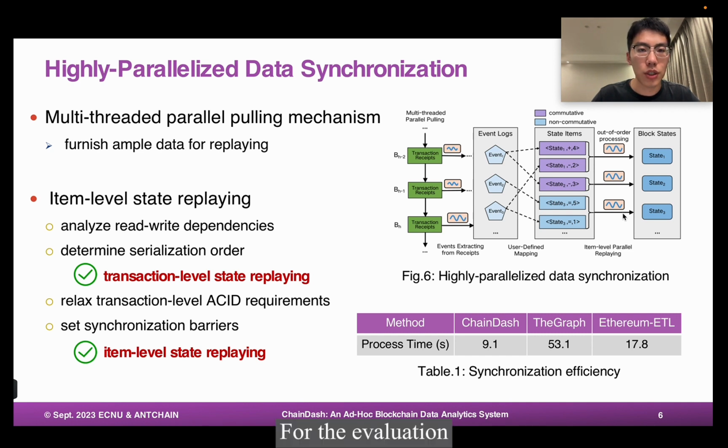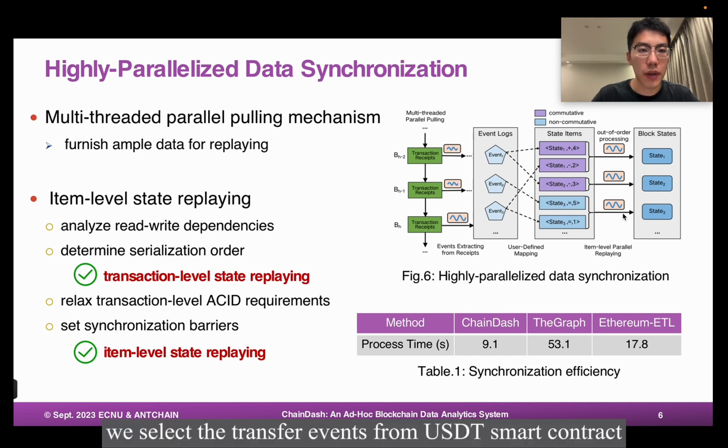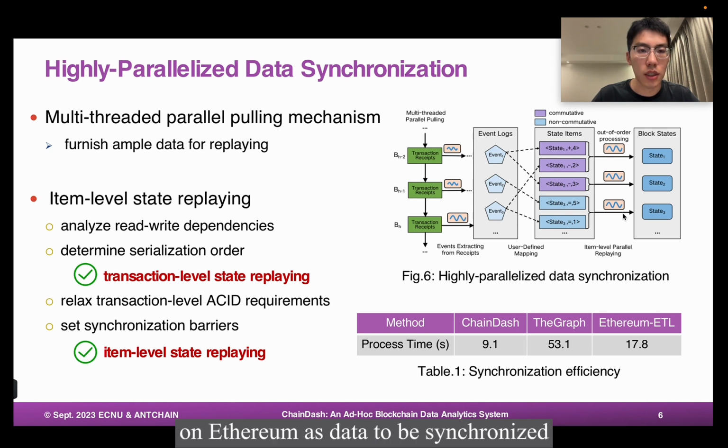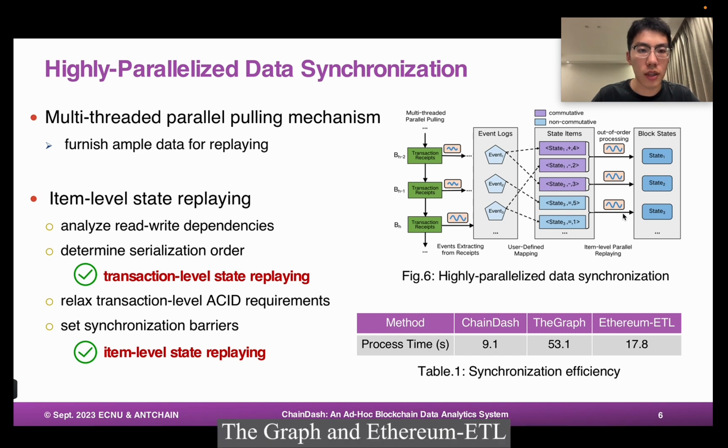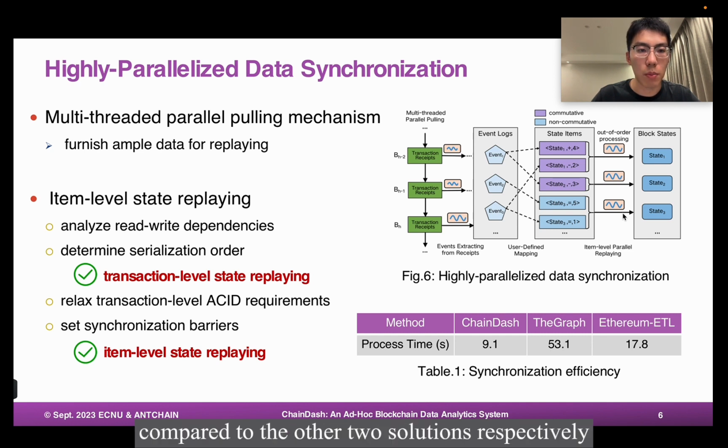For the evaluation, we select the transfer events from the USDT smart contract on Ethereum as data to be synchronized. We measure the cumulative synchronization time of ChainDash, The Graph, and Ethereum ETL. The results show that ChainDash achieves superior efficiency. It saves up to 83% and 49% process time compared to the other two solutions respectively.